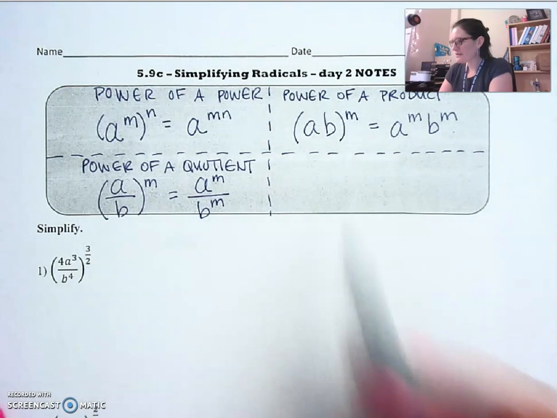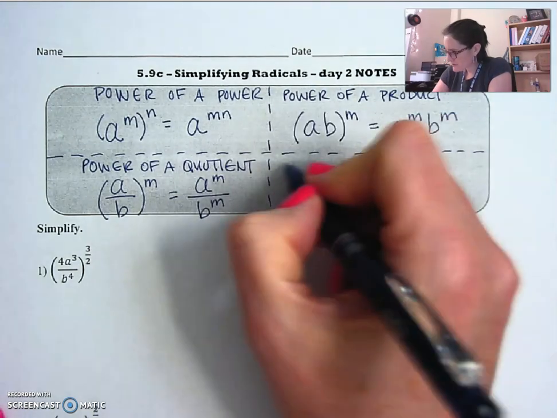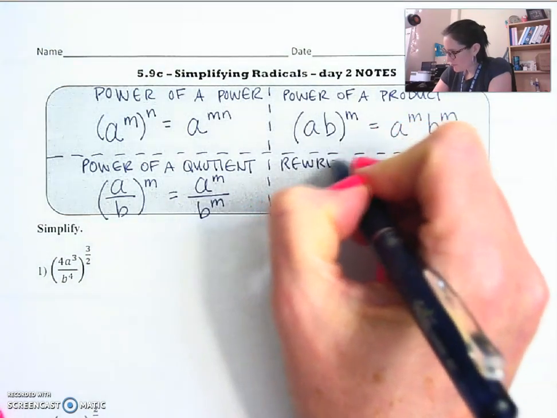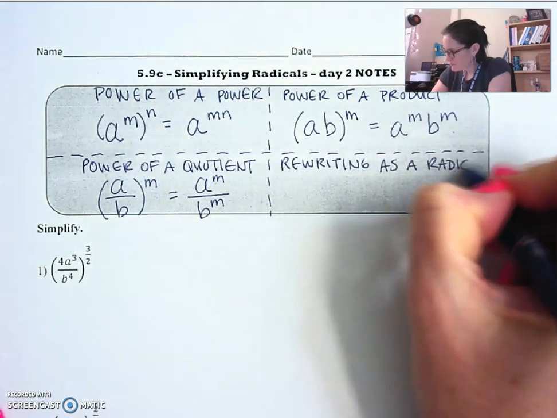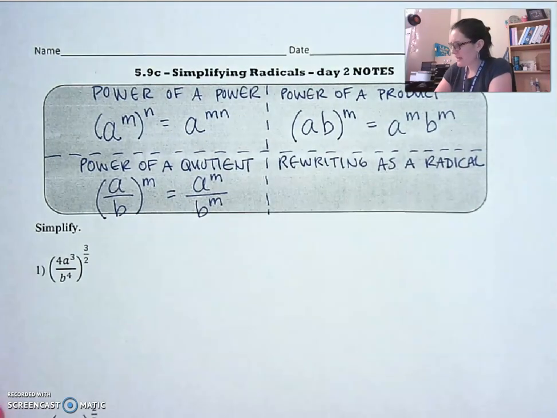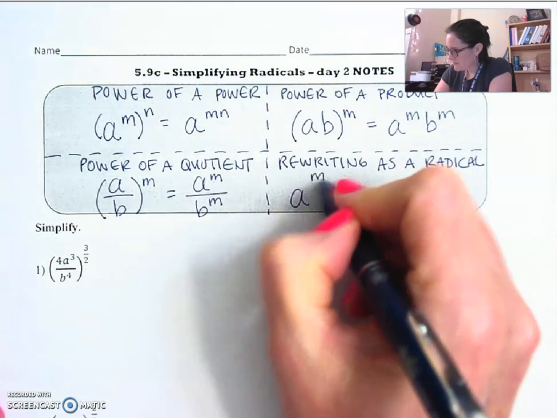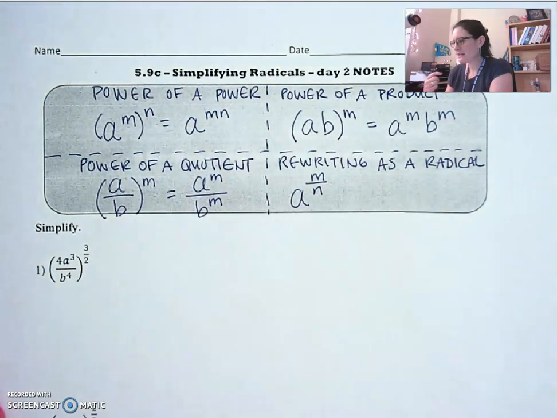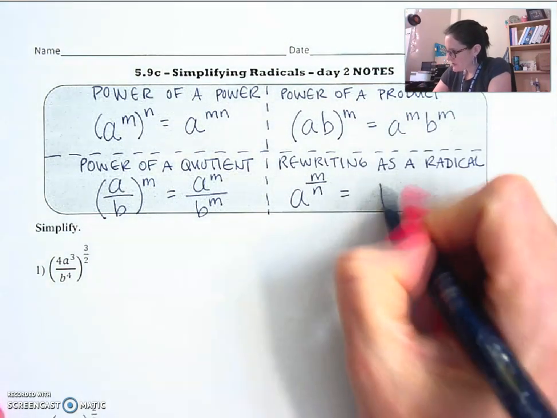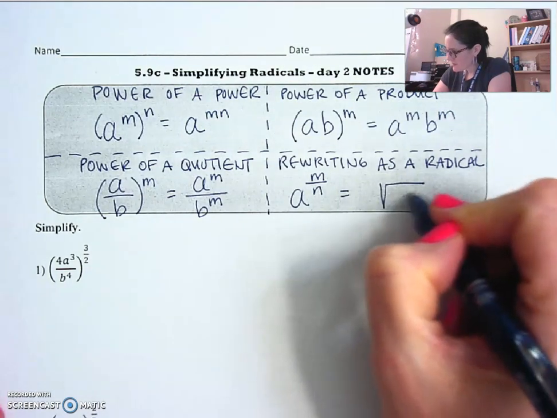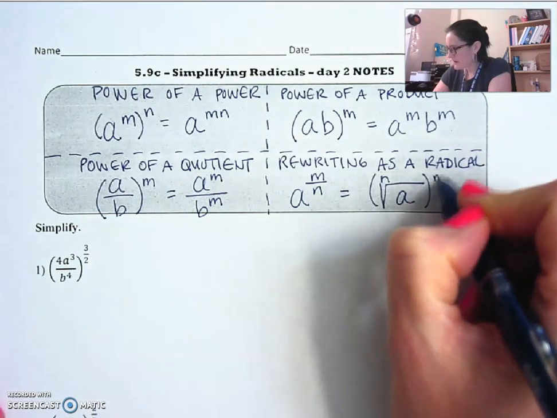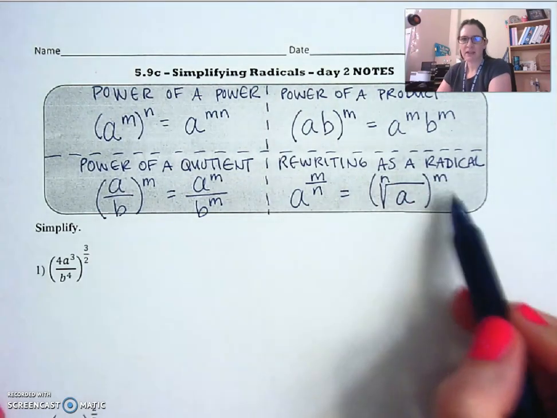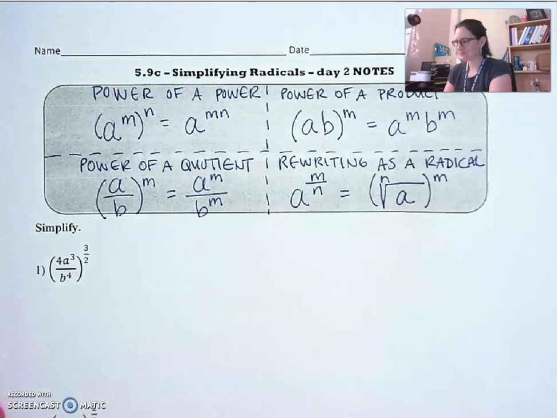And then the last thing I want to write is something we've been working on in this unit, and it is rewriting as a radical. So let's say we have a to the m over n. We actually learned two ways to rewrite that, but we're focusing on one way today, and it is this. Write your radical first. So there's my radical, my base is a, my root is n, and then I'm going to do the power on the outside of the parentheses. And I'll talk more about that setup when we do the problem.